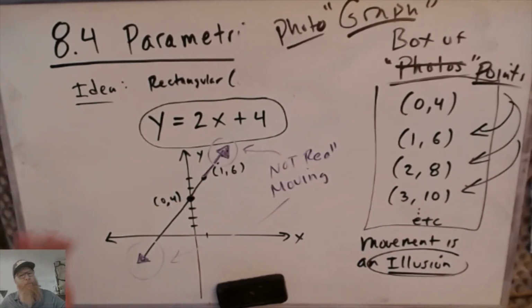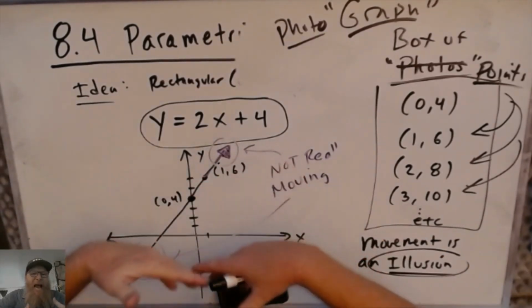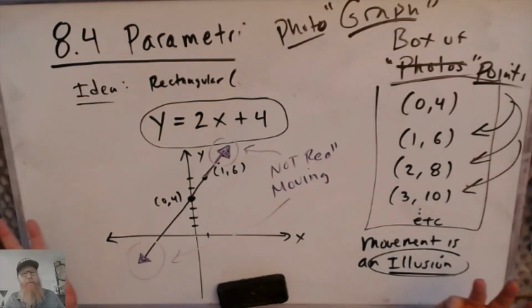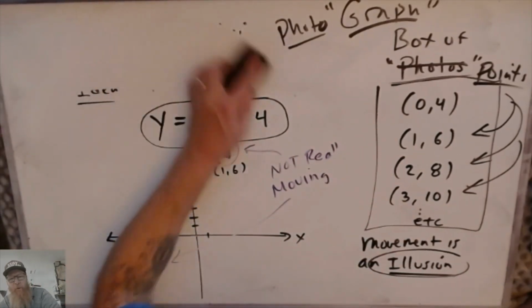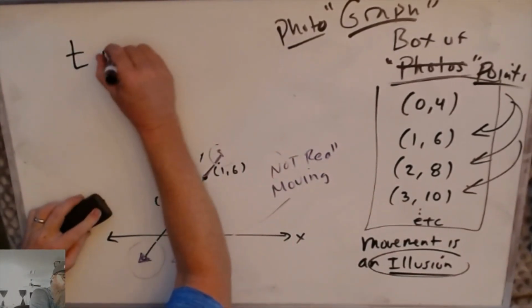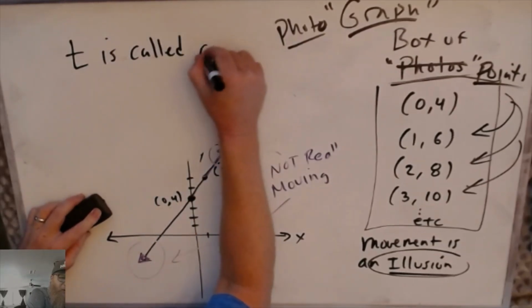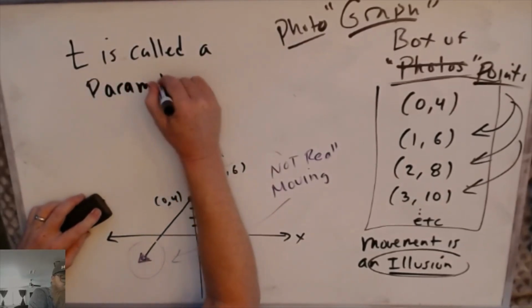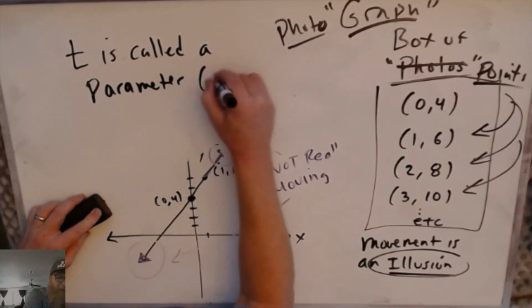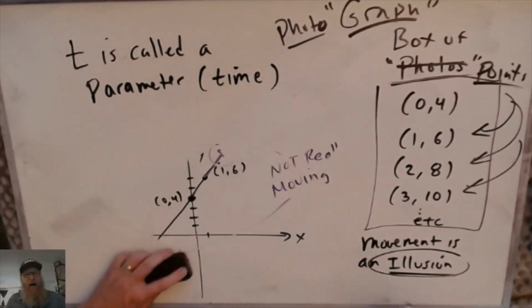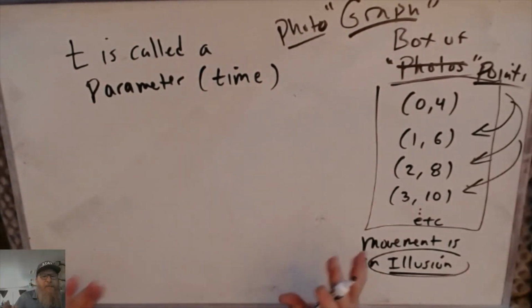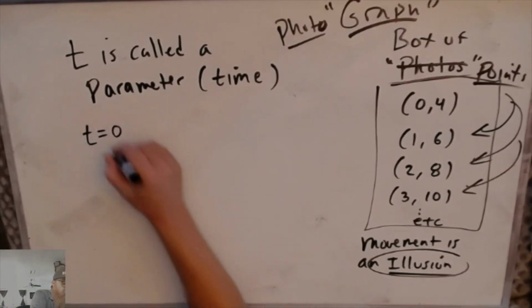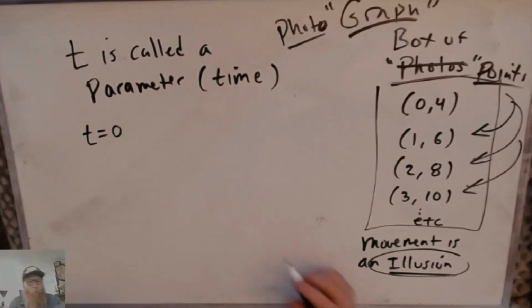Okay? Well, what if we don't want it to be an illusion? What if we want this graph to actually move over time? Right? What if we added in another variable called a parameter? So t is called a parameter. All right? It's usually thought of as time. And so what if I were to say, well, when t is equal to 0, where am I?